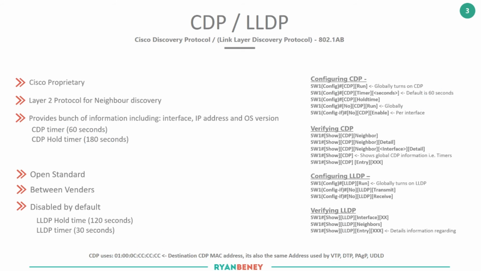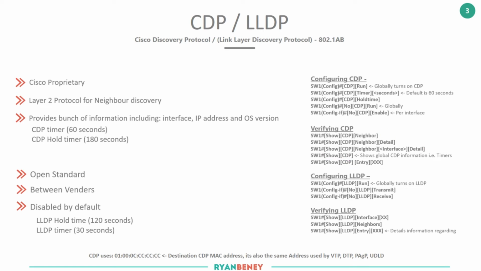If both sides are actually running CDP, you can look at the neighbors, and this will give you a brief summary of what port and what devices are on each port. And then you can look at each neighbor in more detail, and this will give you maybe the IOS and the IP addressing and detail per interface. You can check the timers using show cdp, or information about a particular CDP entry.